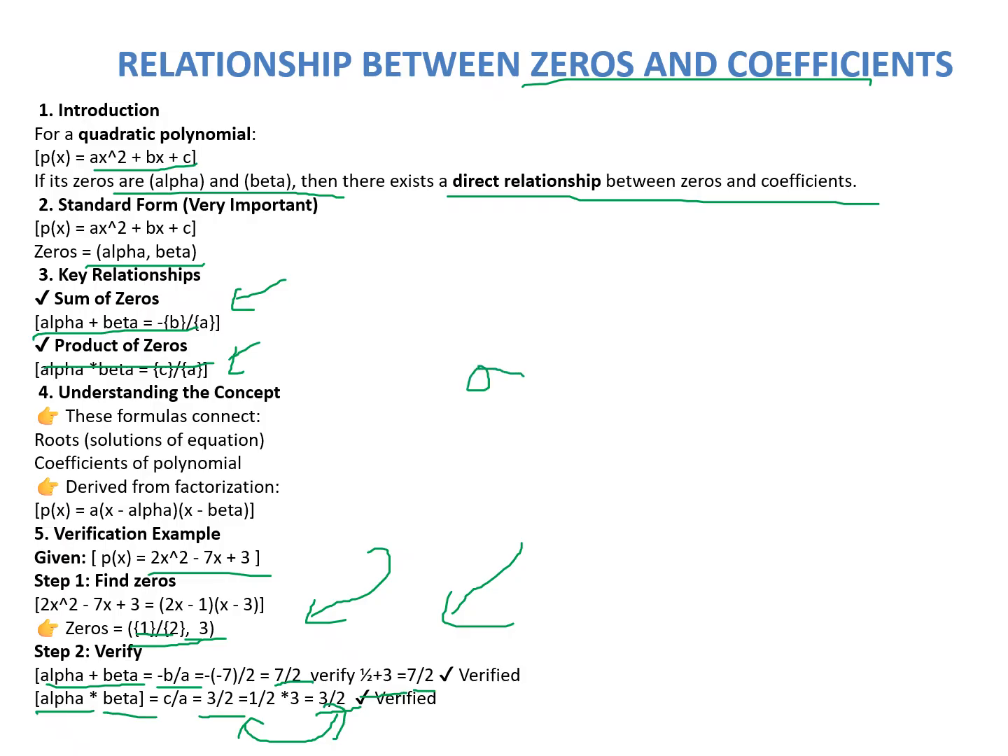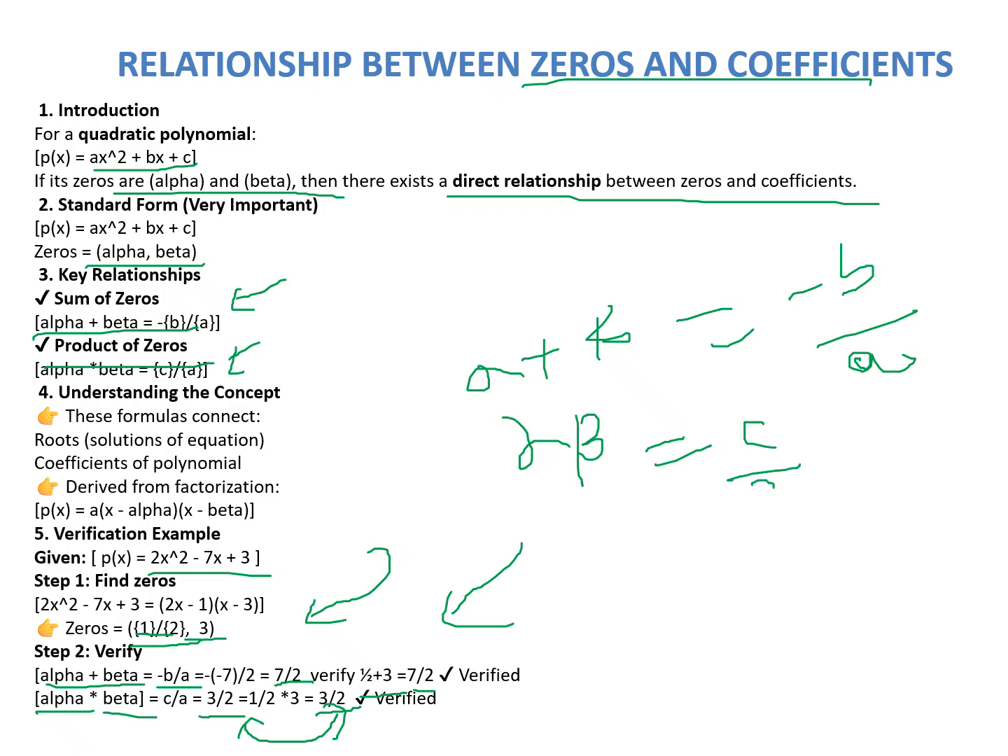So alpha plus beta is equal to minus b by a, and this normally tallies with the sum of the zeros, and alpha into beta, which is the product of the roots, is going to tally with c by a, which is the product of my zeros. So this is the sum of the zeros, this is the product of the zeros, and we have to verify these values with minus b by a and c by a to confirm whether our solution is correct or not.